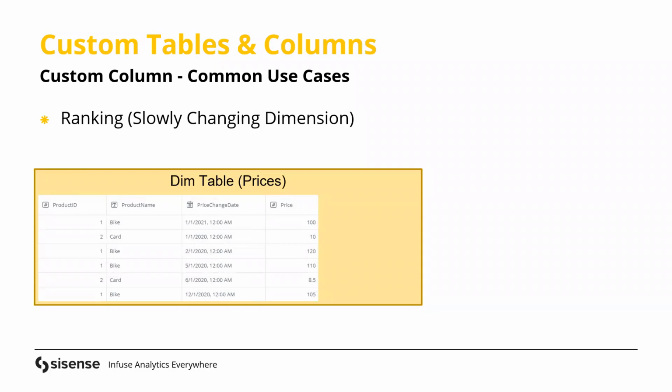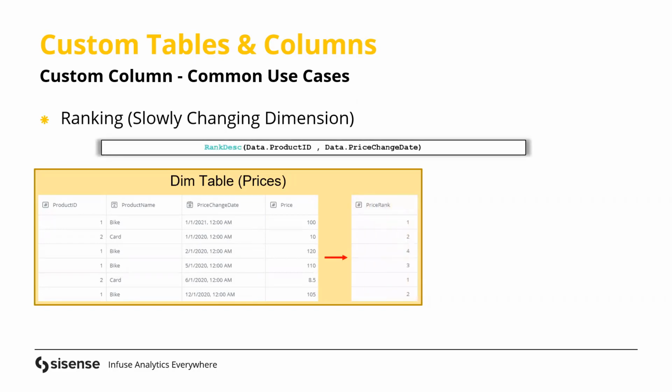The last well-known use case includes a ranking mechanism that ranks rows based on a given field. In this example, we have a dimension that includes items and their price. Each price change is reflected in a new row with an update date. Adding a ranking based on the product ID and the update date allows us to understand the order of price updates. This ranking system places the most recent update as rank number 1, which makes it very easy for aggregations and dashboards.